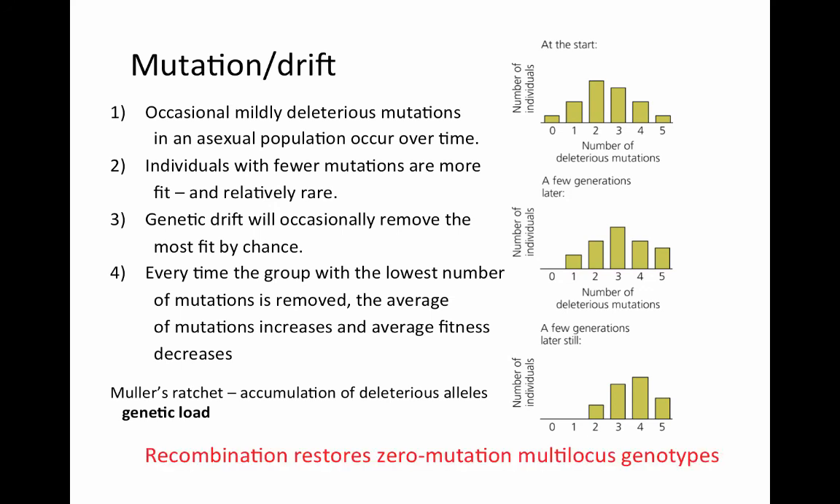In sexually reproducing populations, that zero mutation multilocus genotype can be restored due to recombination. It can always bring back those non-mutated versions of the alleles together, and you're constantly recreating this most fit zero mutation multilocus genotype. And so you don't get this ratcheting effect because these more fit multilocus genotypes can always be brought back by recombination, crossing over.